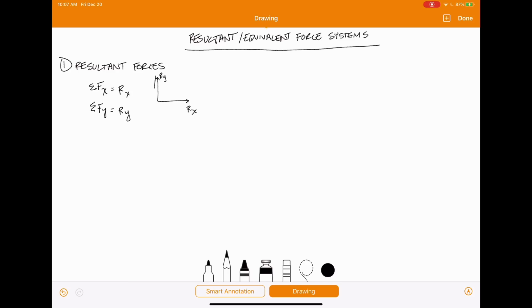Now, if we bring this vector here and just move it over here, we will end up with a resultant y like that. So that there becomes our resultant force, which is just the hypotenuse of a right triangle. So we can then use Pythagorean theorem to find our resultant force.